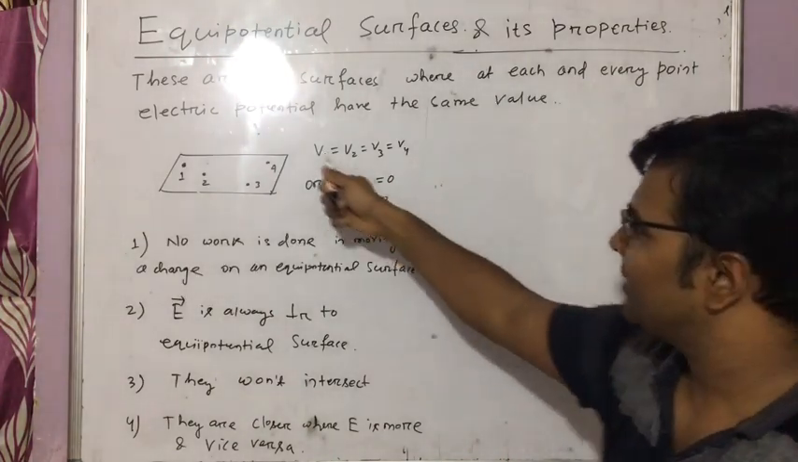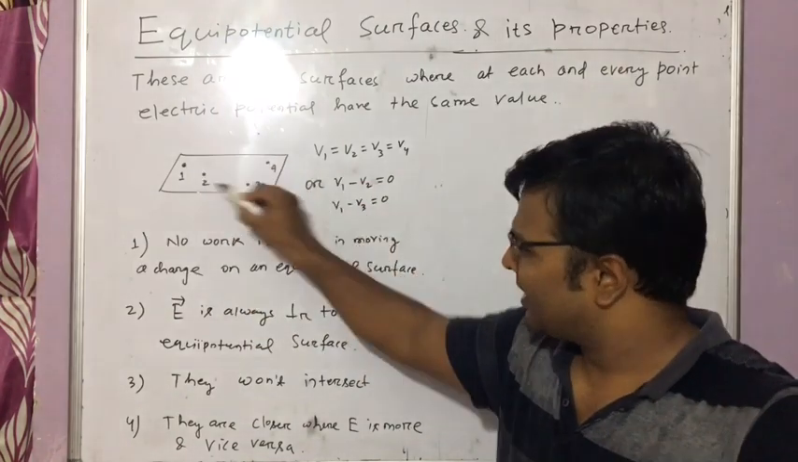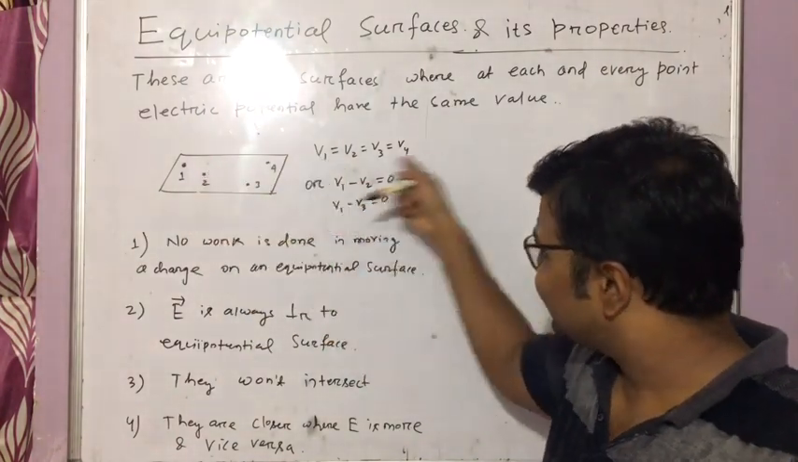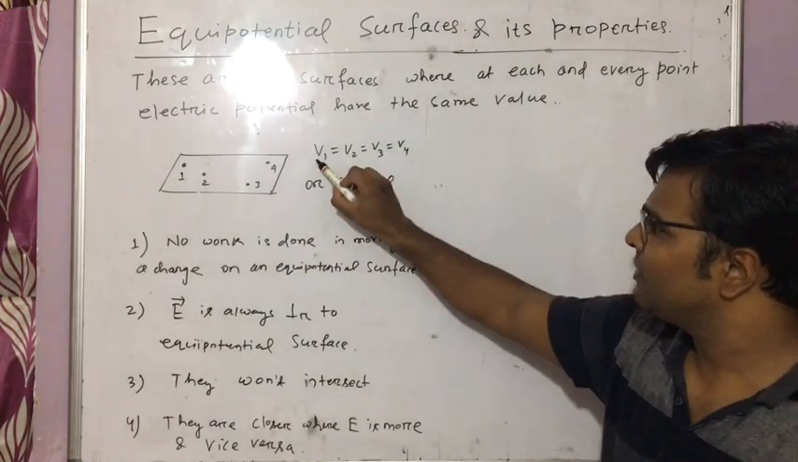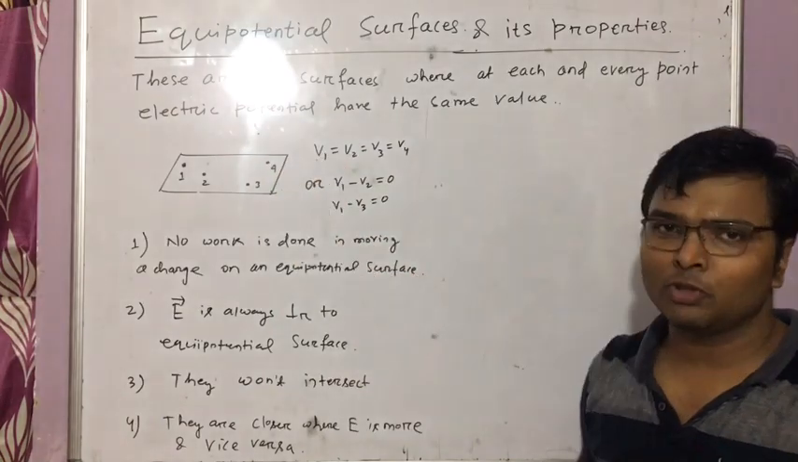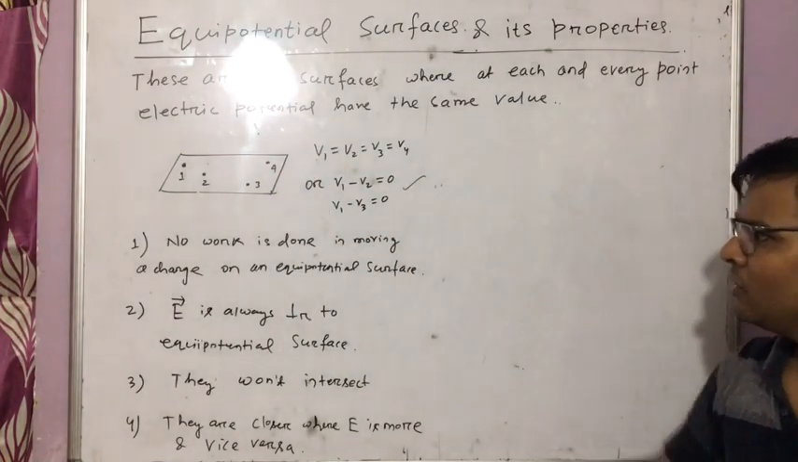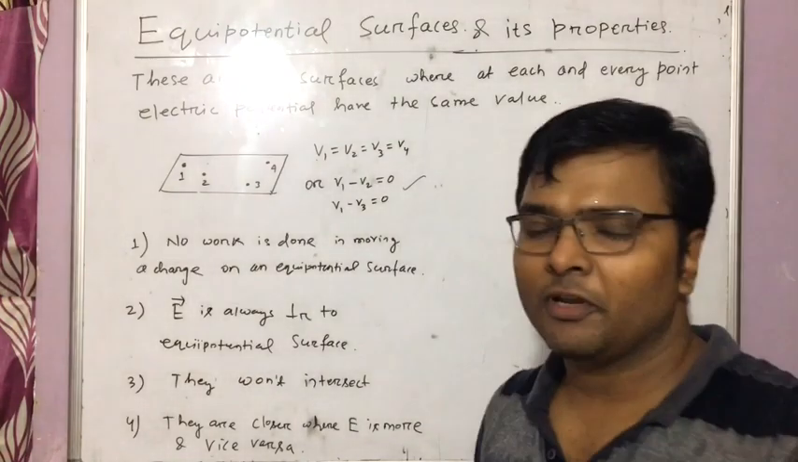So what I have taken, I took a surface here with points 1, 2, 3, 4. You can take n number of points. At each and every point the potentials are equal, meaning V1 is equal to V2 is equal to V3 is equal to V4. All are equal. If you take the difference between potentials, it will be 0. Clear?